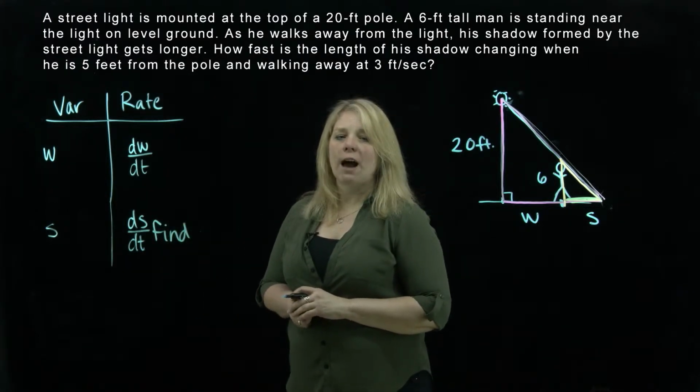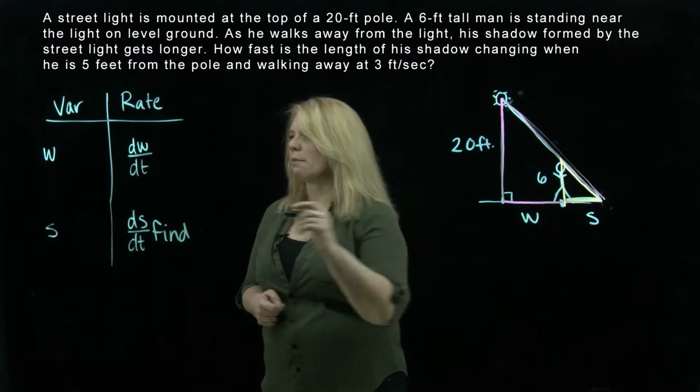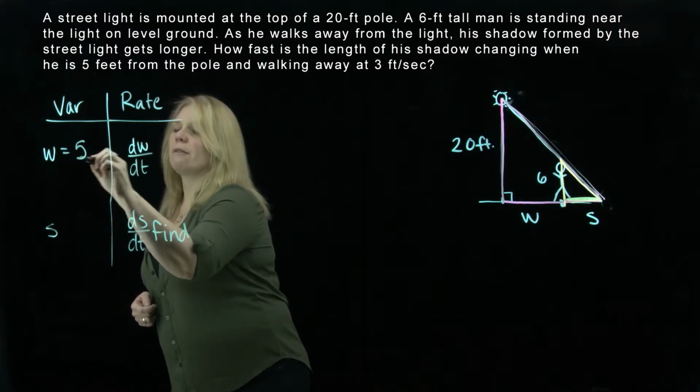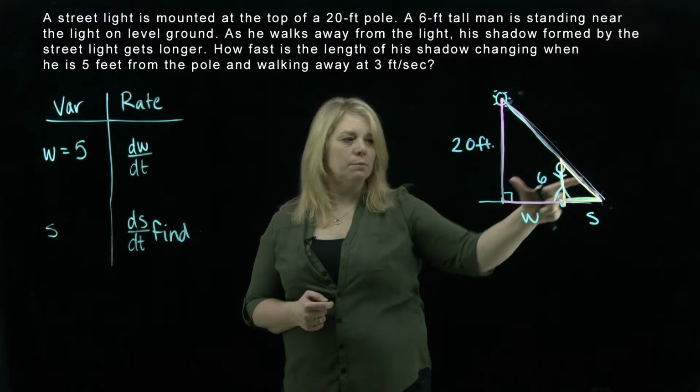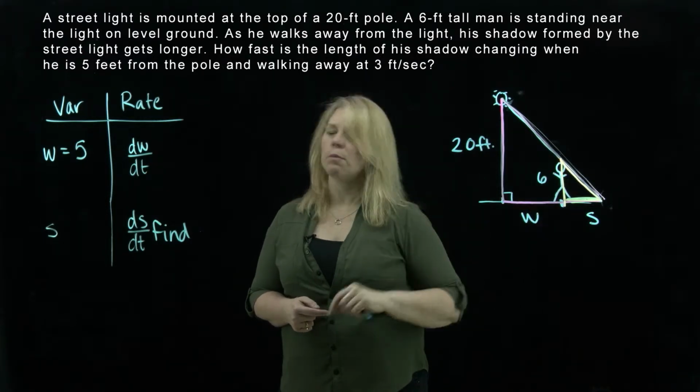When he is 5 feet from the pole, so that's the W distance here. Be careful not to keep that as constant. I do have some things that are constant in this problem, but this is not one of them, how far he is from the pole.